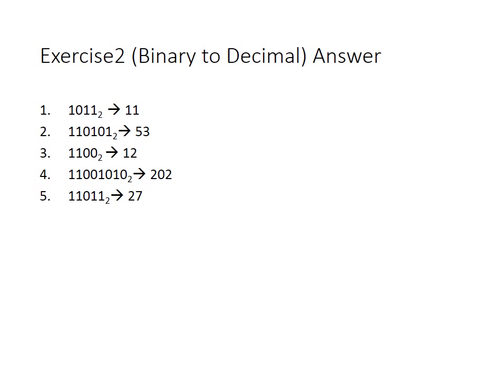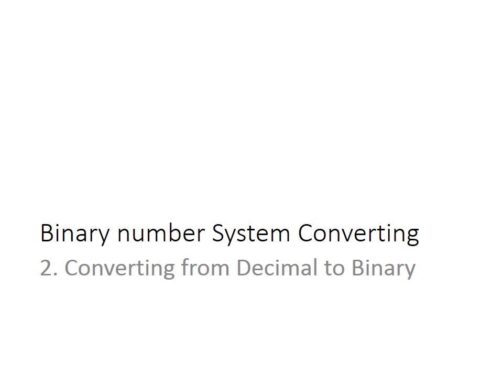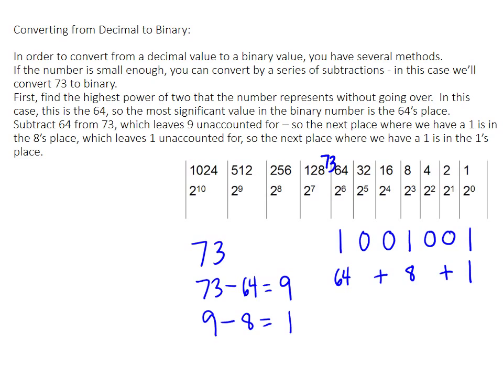This is the answer. Now let's talk about converting decimal to binary. In order to convert from a decimal value to a binary value, you have several methods. If the number is small enough, you can convert by a series of subtractions. In this case we'll convert 73 to binary.